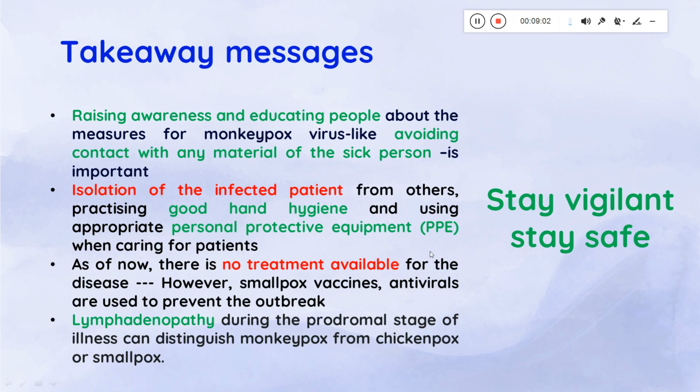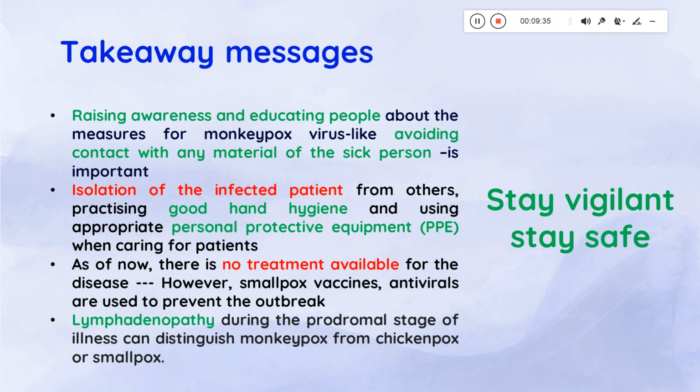Basically this virus is a double-stranded DNA virus, and as I told you, it was endemic in Central and Western Africa, but now it is seen in many countries, like you might have heard, in the US and various other places which are not endemic. The reason might be travel history and not following the protocols properly. So raising awareness and educating people about this is very, very important, and isolating the person.